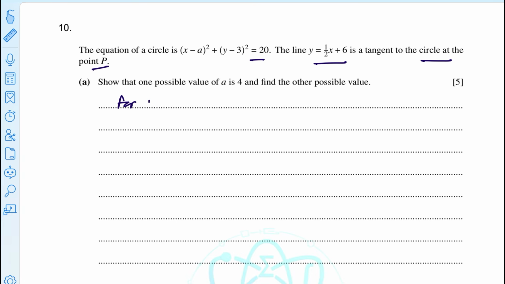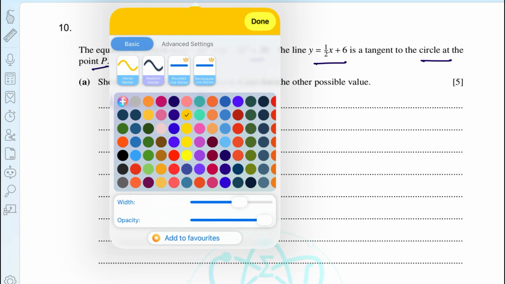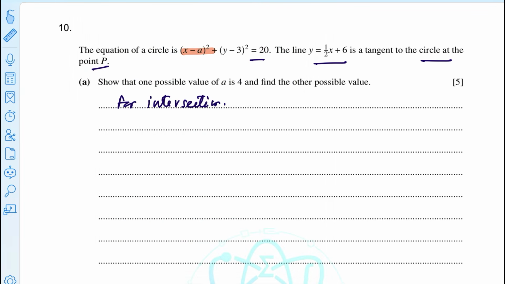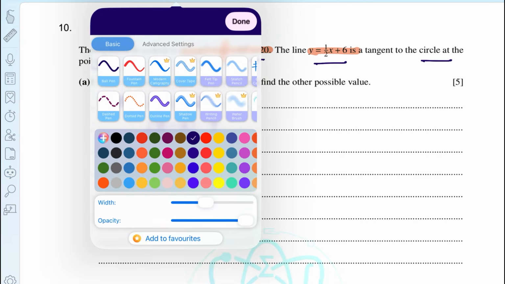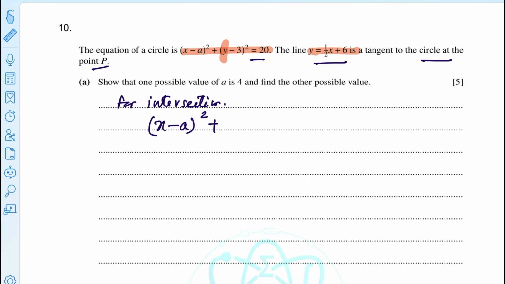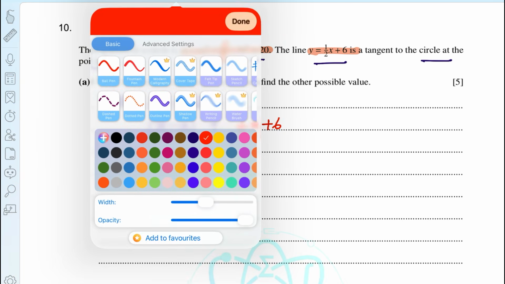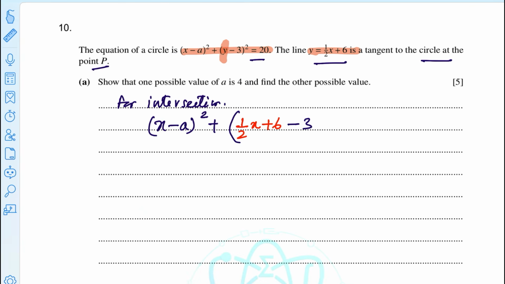So here we can say for intersections, I will take this one. So this is x minus a squared plus, this y will be replaced, right? So this y I'm going to replace. Let me change the color so we can understand here. So plus y means this is half x plus 6, right, minus 3, this is squared, that equals 20, right?